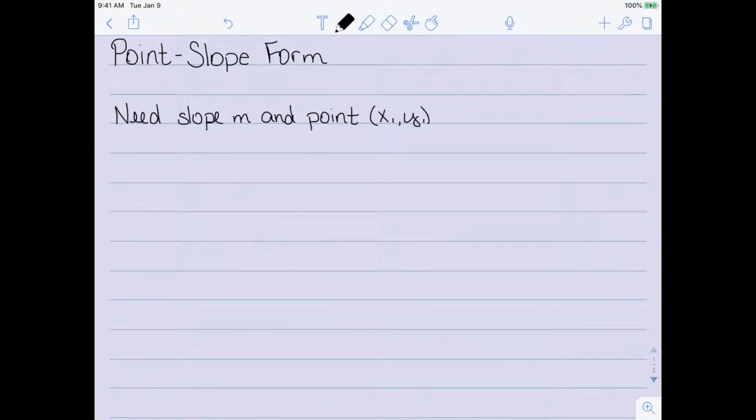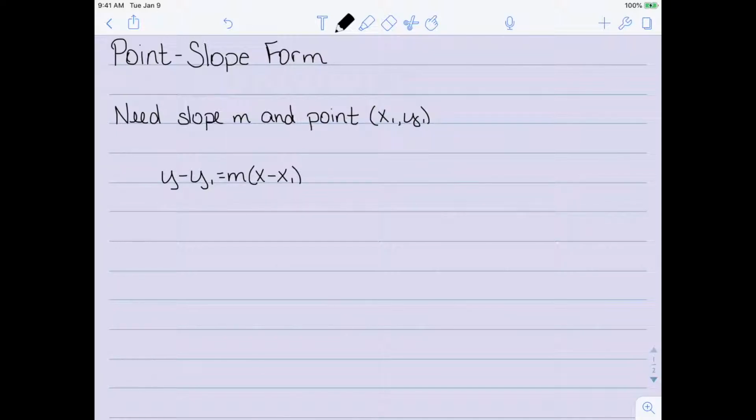Now that we've talked about slope, let's actually look at equations of lines. We would now want to find the actual full equation to define the line. And we'll start with what's known as point-slope form. For this form, we need two pieces of information, the slope, m, and a point on the line, x1, y1. Then the point-slope form of a line is given by y minus y1 is equal to m(x minus x1).